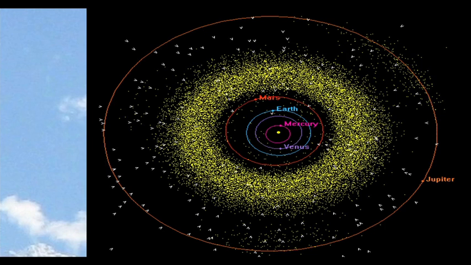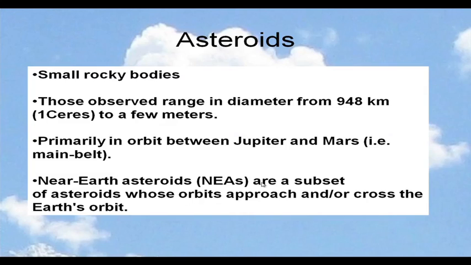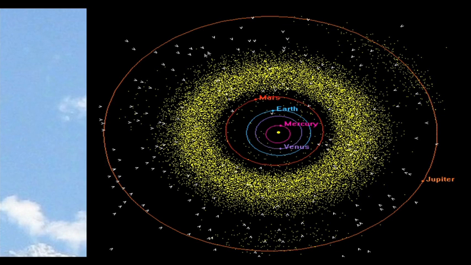Every yellow object here is an asteroid. These are rocky objects whose size could vary from a few meters to a few hundred, up to 1,000 kilometers. They are all in orbit around the sun, roughly circular orbits, and they follow Kepler's laws.